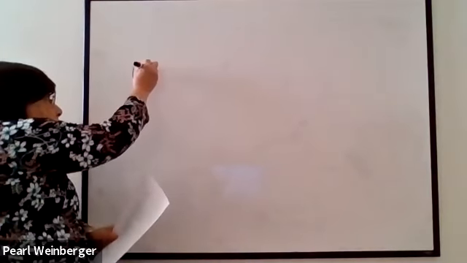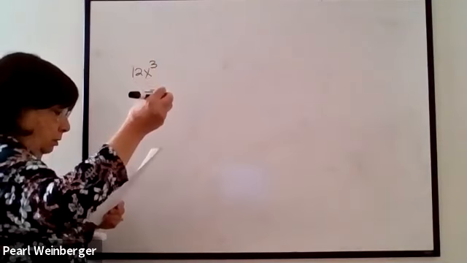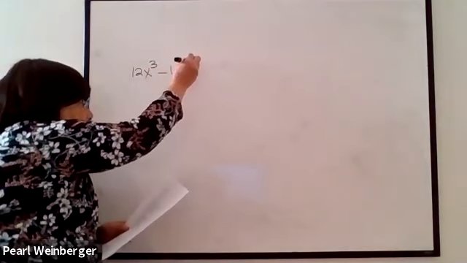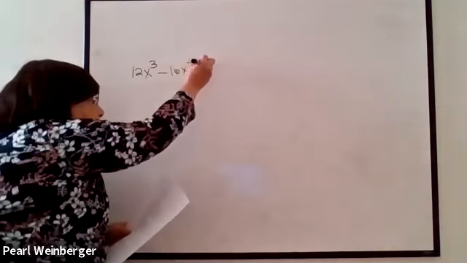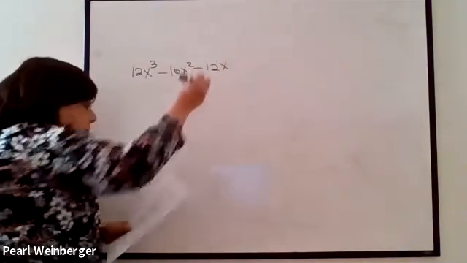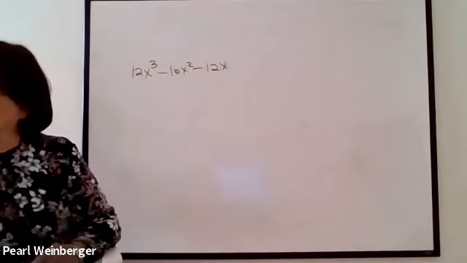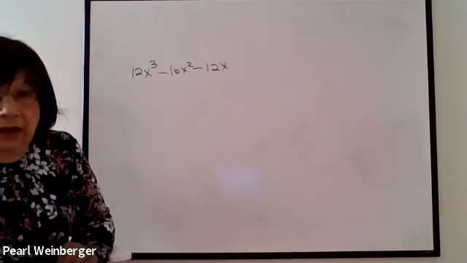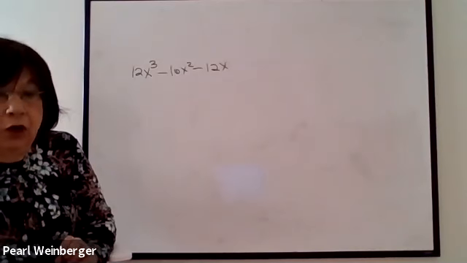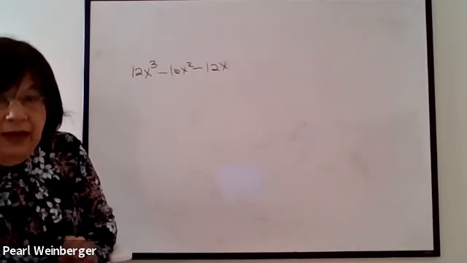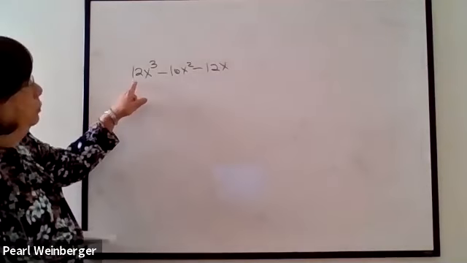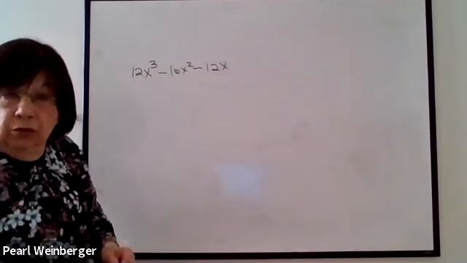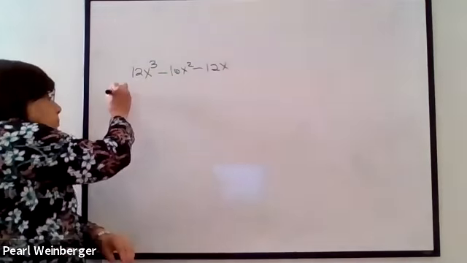12x to the third minus 10x squared minus 12x. I want to factor this completely. We're always trying to factor completely. And again, as we did before, the first thing we always look for is a common factor. Well, I have a 12, a 10, and a 12. There is a number that goes into all of those. It happens to be 2.